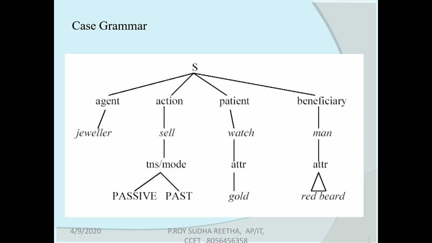And this would be a basic tree, a hierarchical structure which will separate the given statement under the various syntactic and lexical grammar which is being given. Here the agent used is jeweler, and the action is sell, in passive or past mode. The patient is watch, with attribute gold. And the beneficiary, who is going to be benefited, is a man whose attribute is red beard, the man with a red beard.